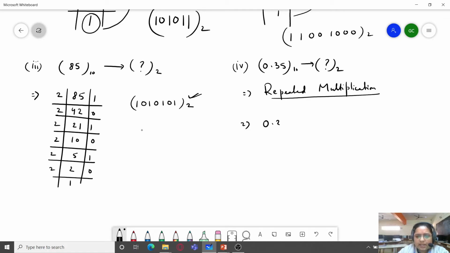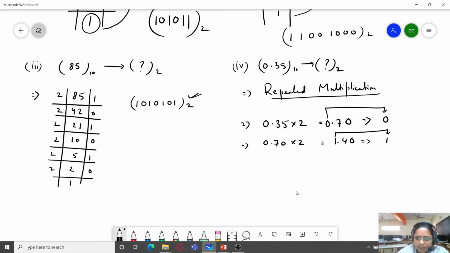So we will be multiplying 0.35 by 2 multiple times. And from here we will be collecting the bit which we get, the digit which we get before the decimal point. So here it is 0. Now we will again take the fractional part and multiply it by 2. Now again we get the digit here as 1. So we will write 1 here and we will only take the decimal part. Only this decimal part shall be carried on here.